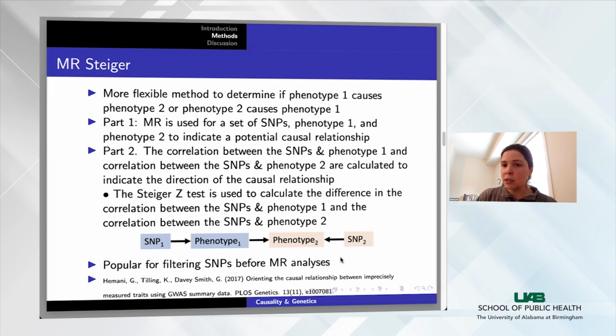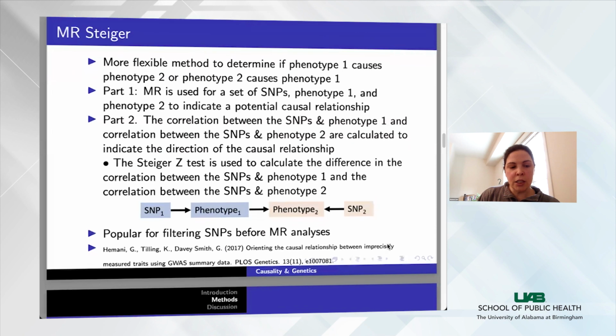So before running a classic MR analysis, you may want to filter out any SNPs that are pleiotropic or have a bidirectional effect, or if there is a bidirectional effect. And so it gets used in that regard.